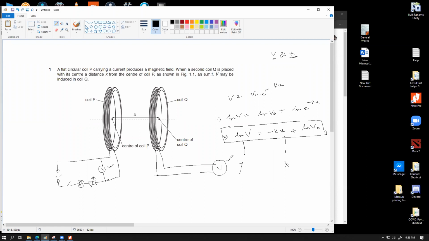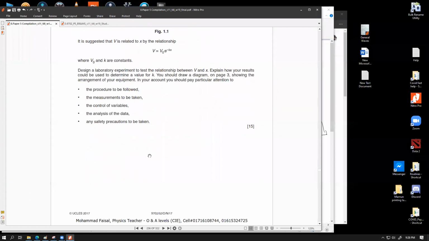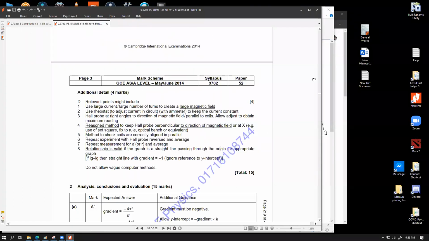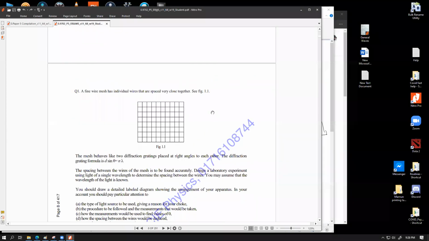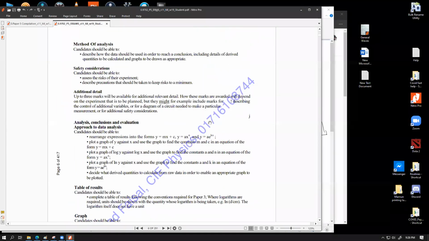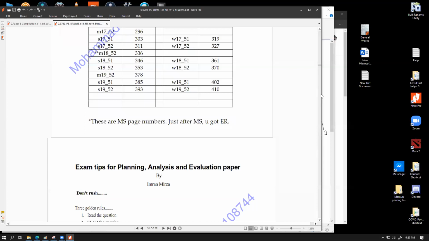Yes, sir. Let's have a look at the mark schemes to find out what they have to offer us. This is October 1752, which will be located on page number 311.